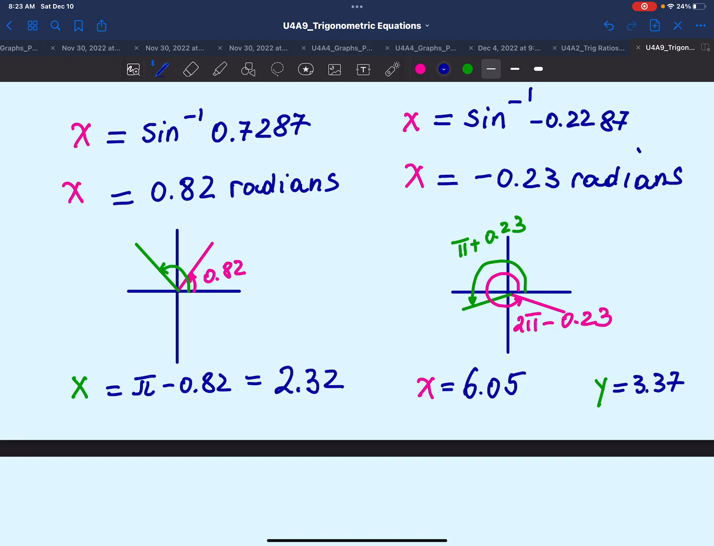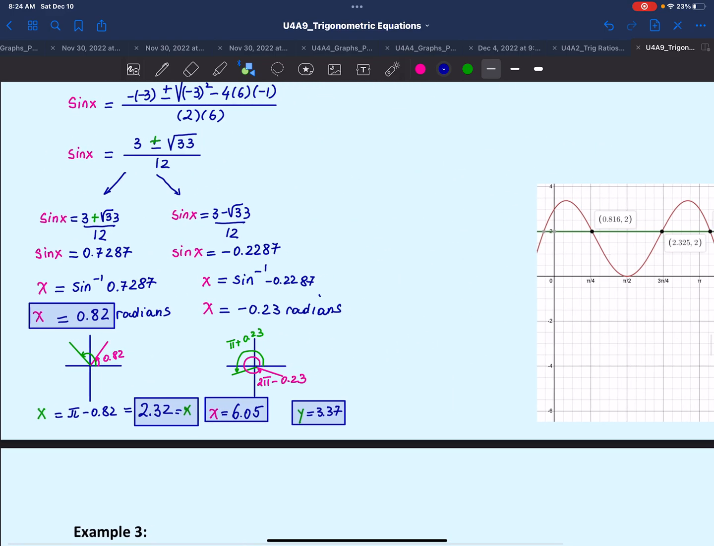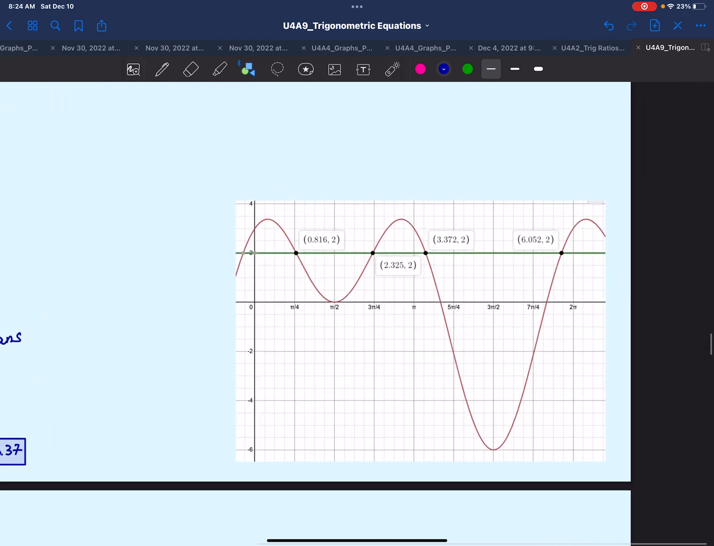And here go all the solutions. So let's box them up. 0.82, and then we have 2.32, and next angle is 6.05 and 3.37. So if you look at the graphical representation or solution, this is what you see.